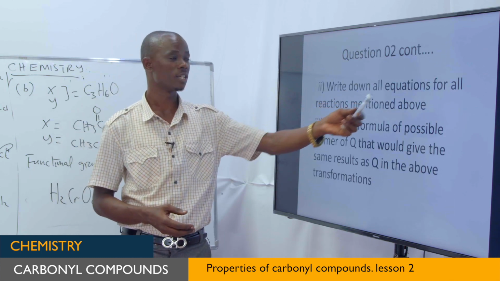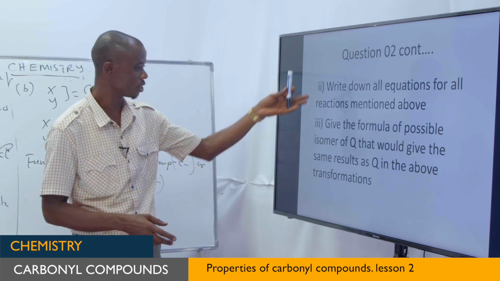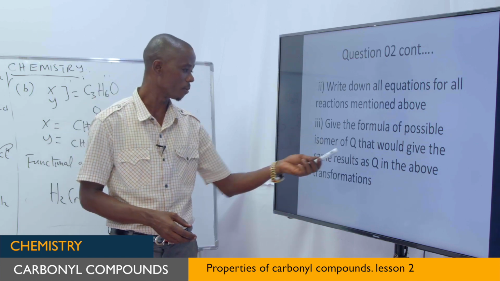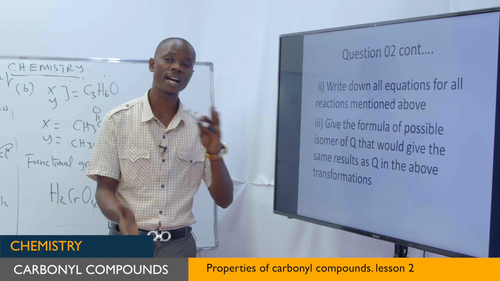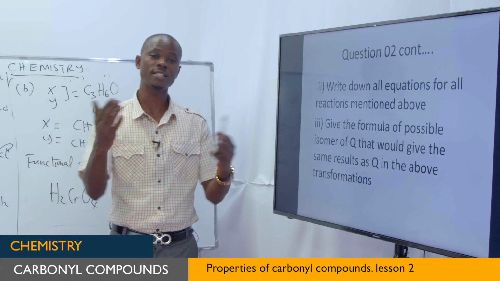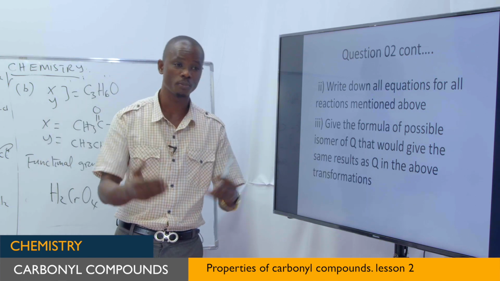Write down all equations for the reactions mentioned above. So you can write the chemical equations. And the other one: give the formula of the possible isomer of Q that will give the same results. Ketones and aldehydes are isomers of each other. So that is how I can guide you through that question. So you can write it and try to do it by yourself.